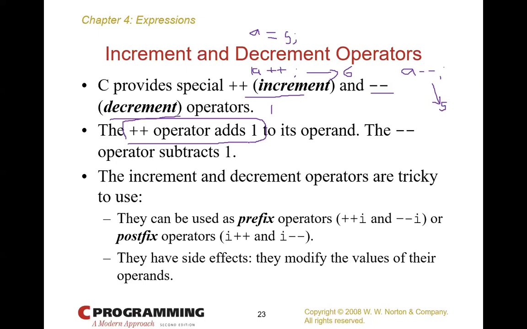All right. The plus plus operator adds 1 to its operand. The minus minus operator subtracts 1. The increment and decrement operators are tricky to use. If you observe when I was explaining it, I said it becomes 6 after this line. The reason is because we have 2 types of these operators. The increment operator has 2 types. The decrement operator has 2 types based on when the value changes. So they can be used as prefix or postfix. This is the important thing.